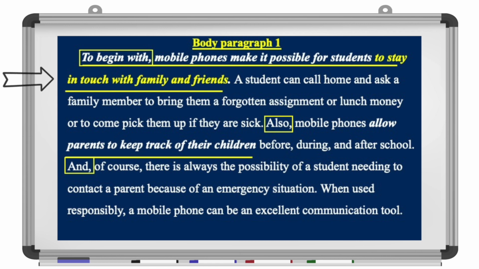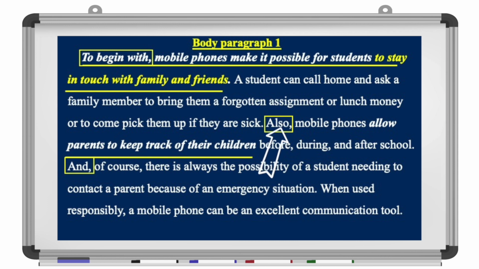Now, my main idea that I've written in the outline is that students will stay connected to their friends and family. Here, I explained how they are going to stay connected to their friends and family and why they have to be connected with them. And then I added the word also.